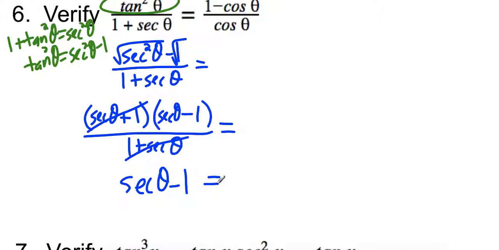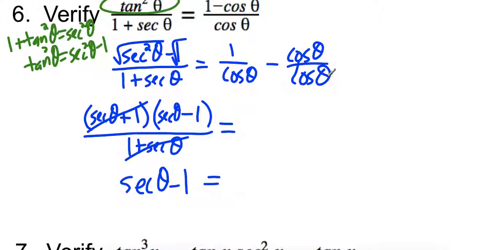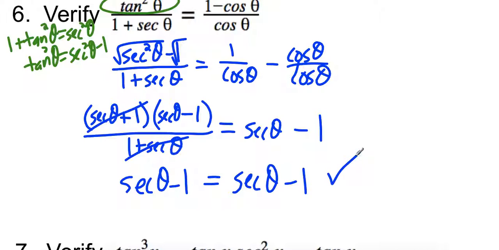Okay, I don't really know what else to do with that left-hand side, so now I'm going to switch over to the right-hand side and see if I can get anything happening there. On the left-hand side, I have 2 terms, secant theta minus 1, and on the right side, I only have 1 term, so I'm going to split that up. Since it's a single denominator, I can do this as 1 over cosine minus cosine over cosine. 1 over cosine is secant theta, and cosine over cosine is 1. So I'm left with secant theta minus 1, both sides.